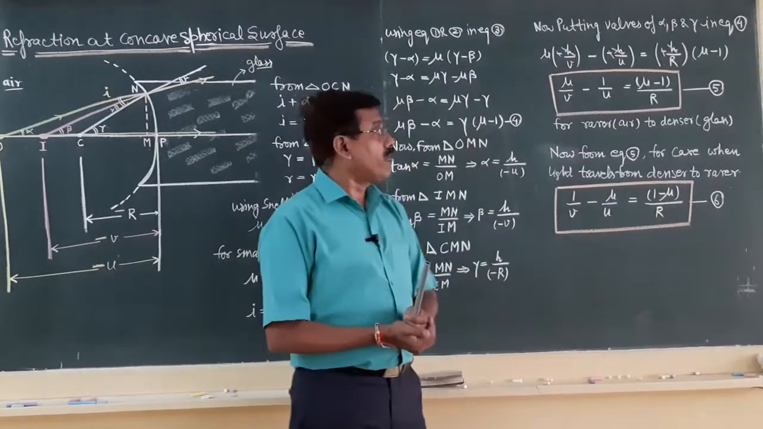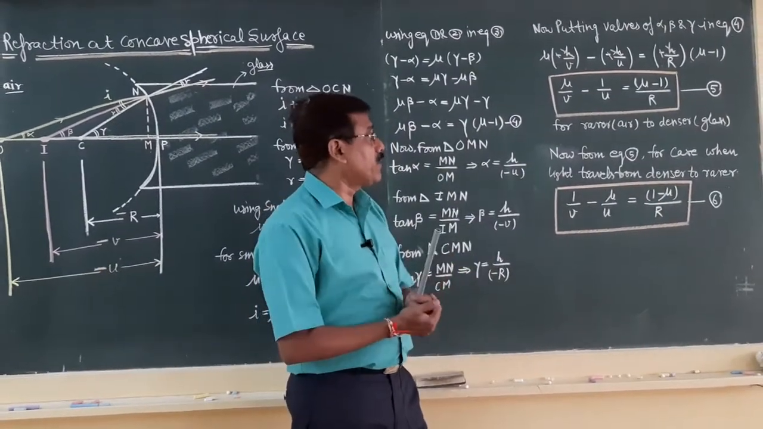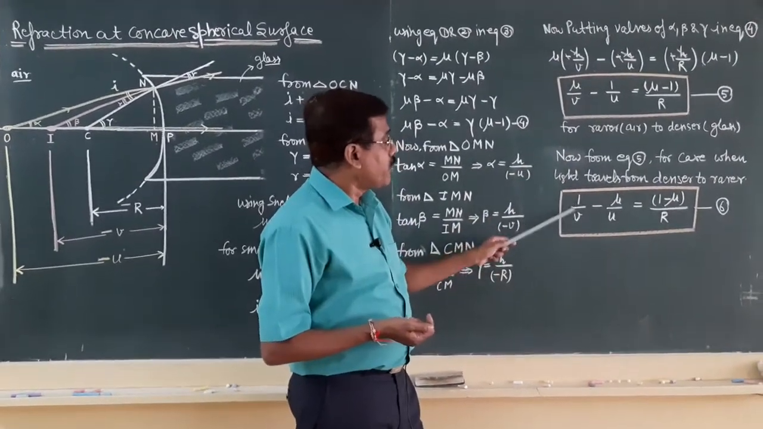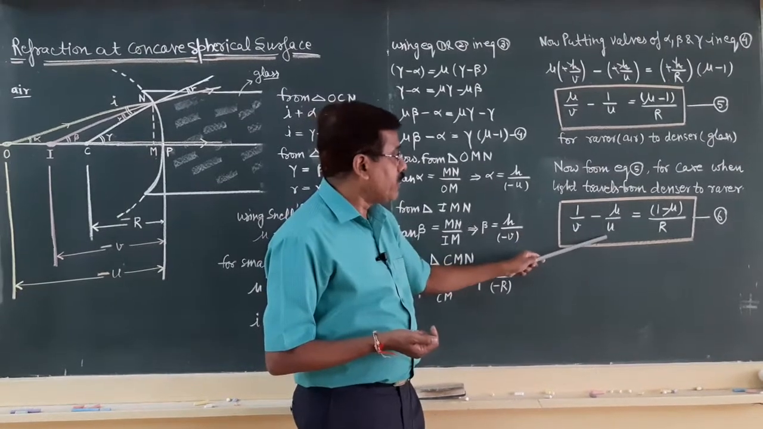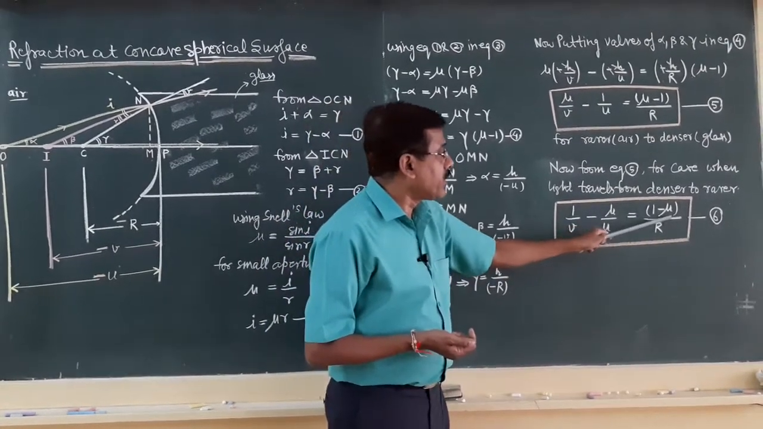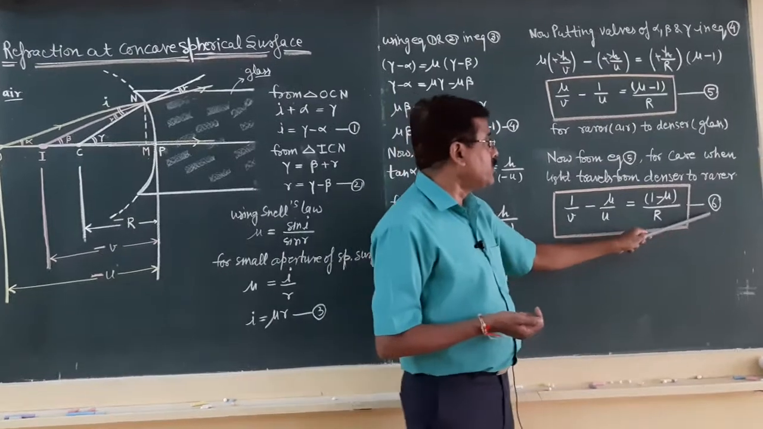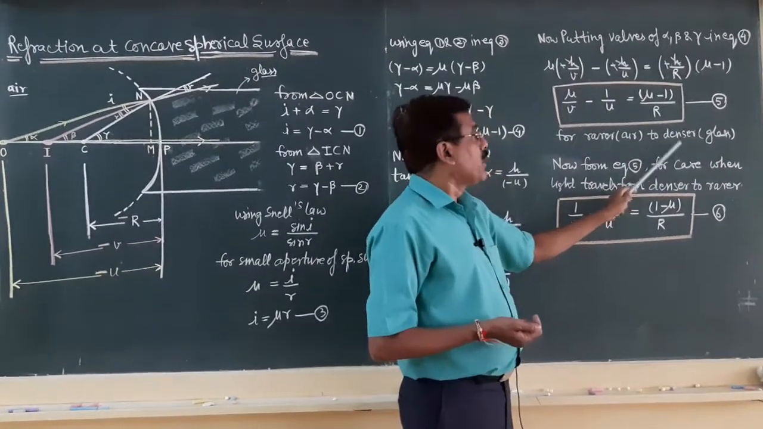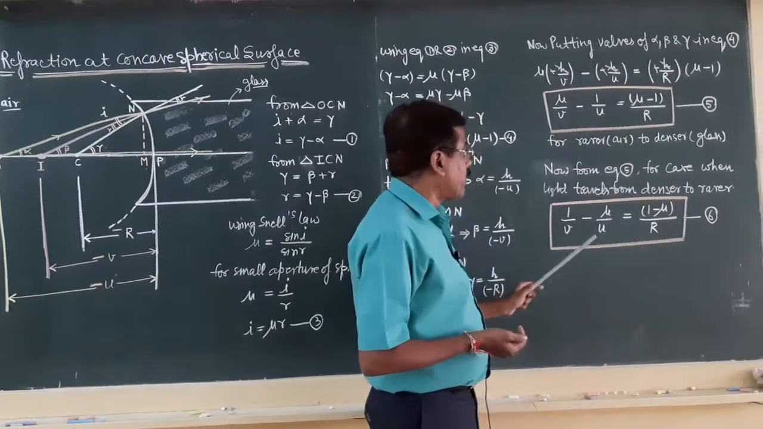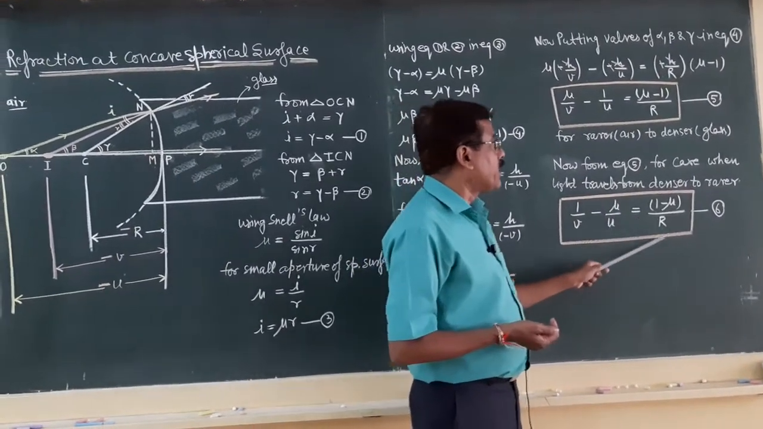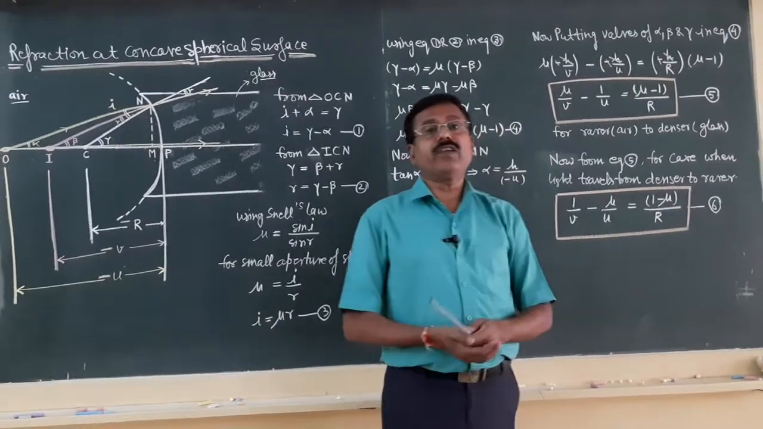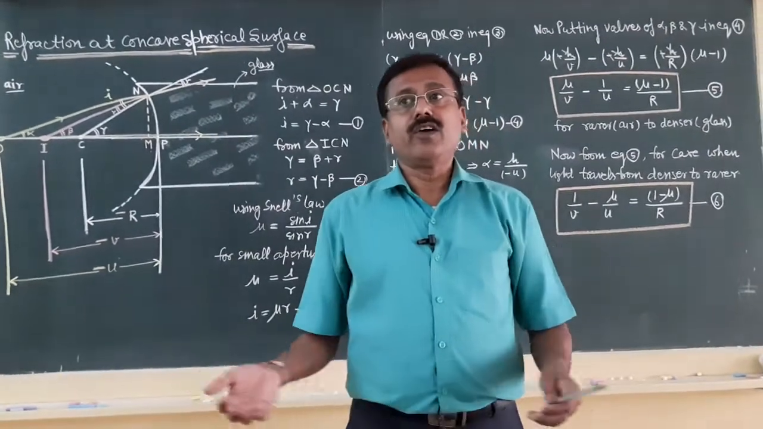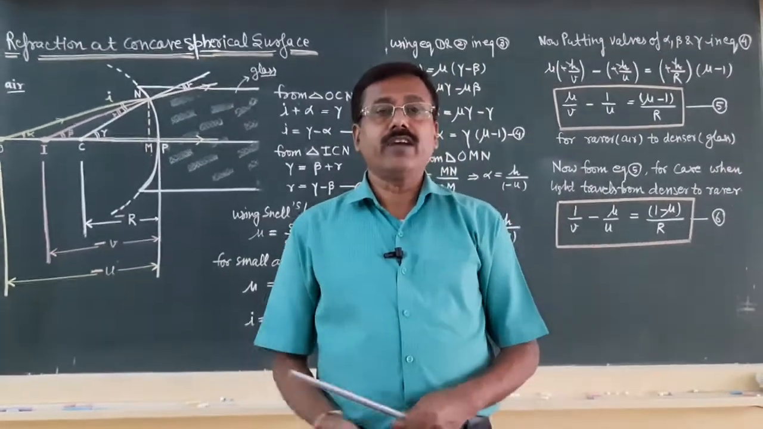But if the light travels from denser medium to the rarer medium, then from equation 5 we have the relation 1 by v minus mu by u is equal to (1 minus mu) by r, equation number 6. So, equation 5 for rarer to denser, and equation number 6 when the light travels from denser to rarer medium. So, this equation is very important to discuss how the refraction took place at biconvex or biconcave surfaces.